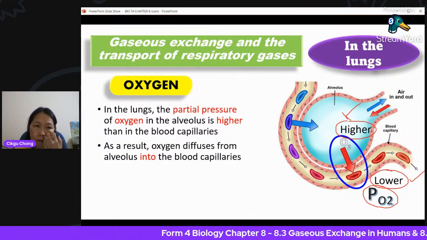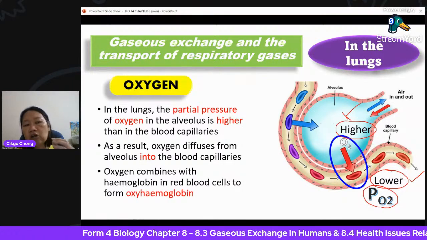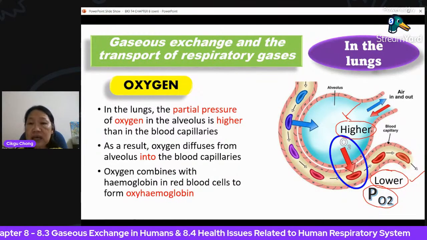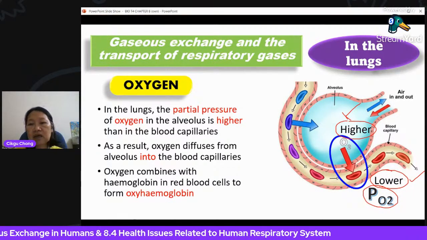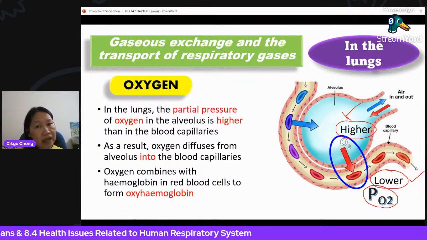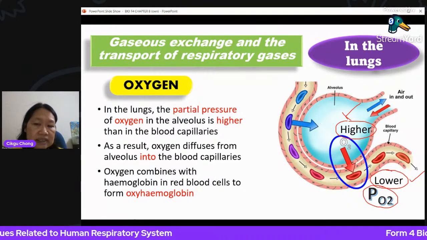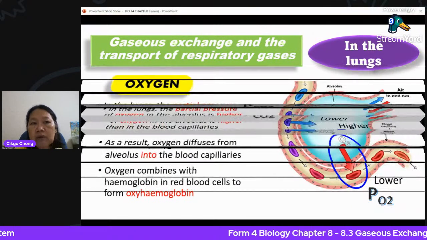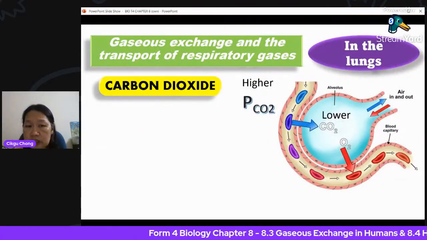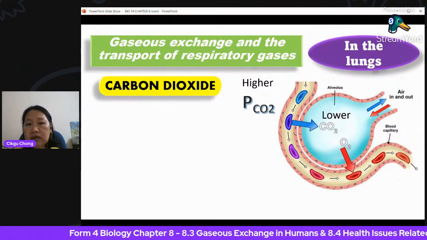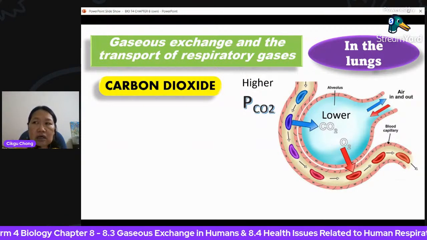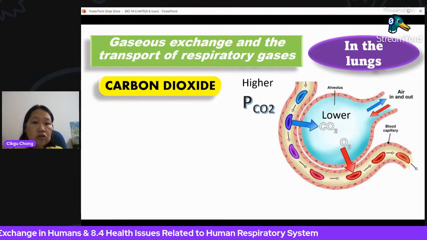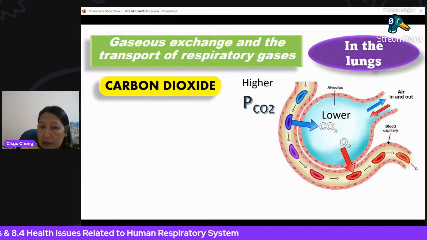And then what about carbon dioxide? After that, oxygen will combine with hemoglobin in the red blood cells to form oxyhemoglobin. Then it moves in the blood capillaries together in the red blood cells, so the red blood cell transports the oxygen. Now what about carbon dioxide? You also need to explain why carbon dioxide diffuses from the blood capillary into the alveolus and not from the alveolus into the blood capillary.